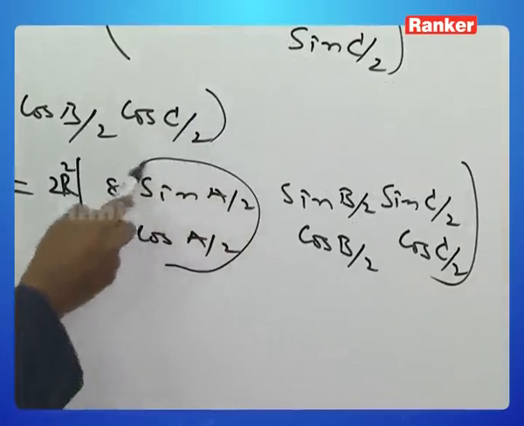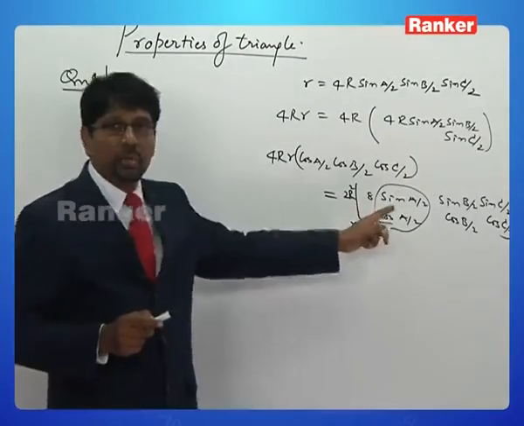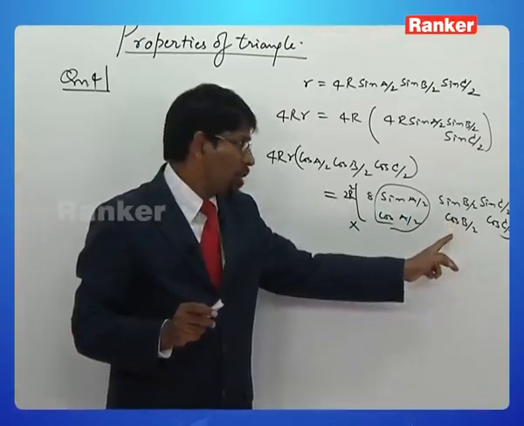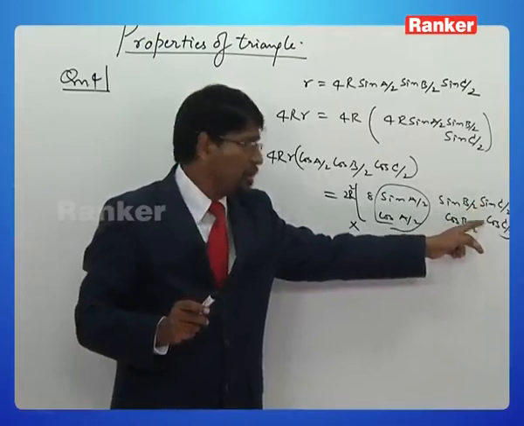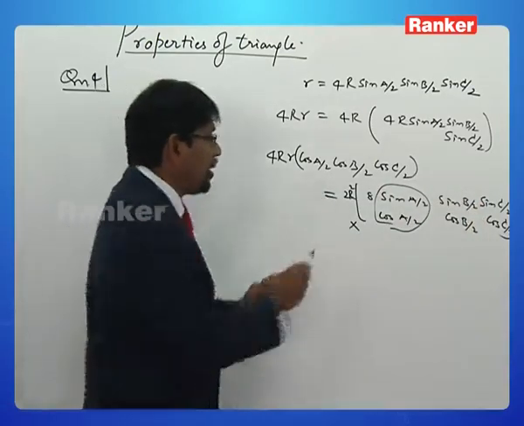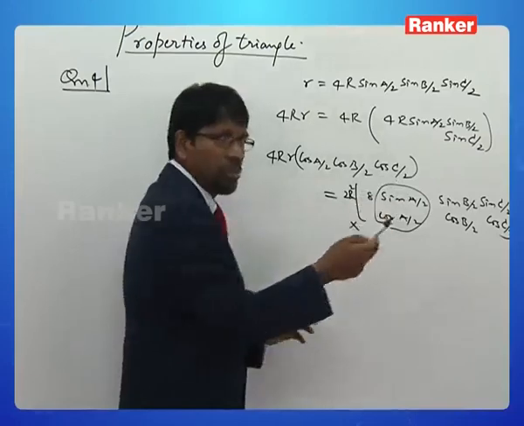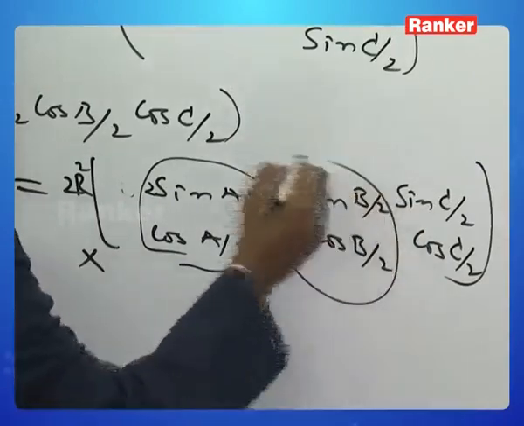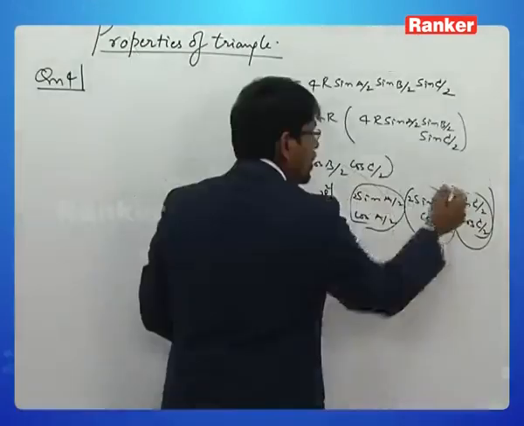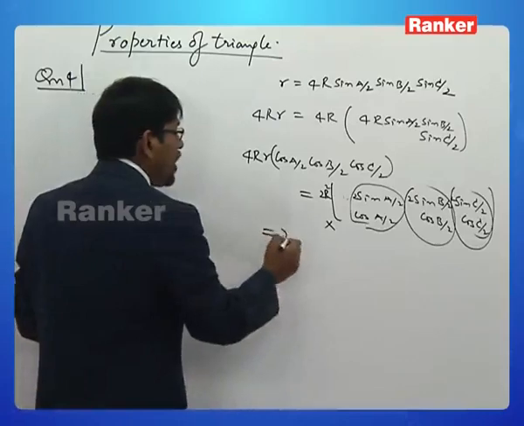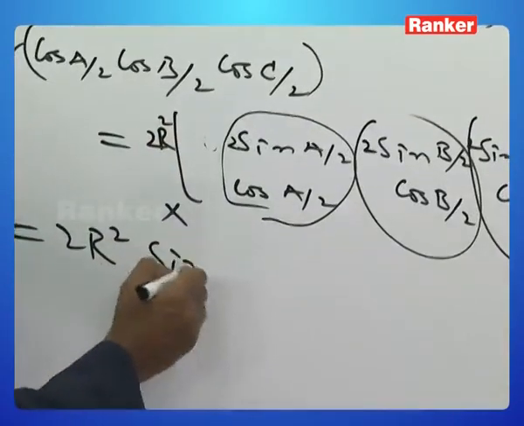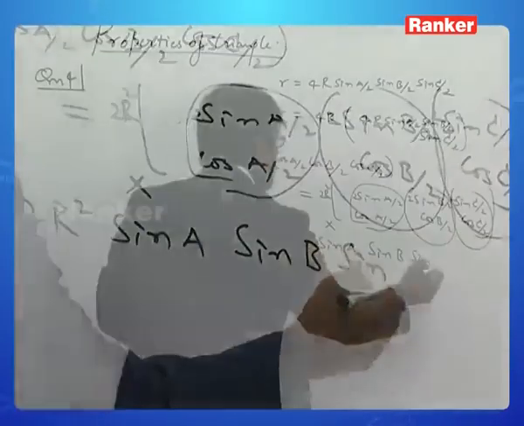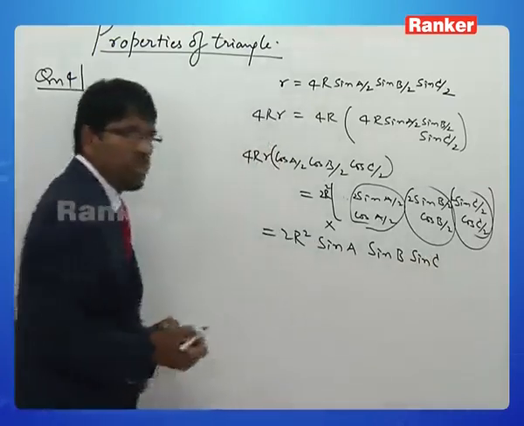Now to club these two things we require a 2. 2 sin A by 2 cos A by 2 will be sin A. 2 sin B by 2 cos B by 2 is sin B. 2 sin C by 2 cos C by 2 is sin C. So we'll split this 8 into 2 cube and then write this as 2 sin A by 2 cos A by 2, 2 sin B by 2 cos B by 2, 2 sin C by 2 cos C by 2. So now we have 2R square into sin A sin B sin C.